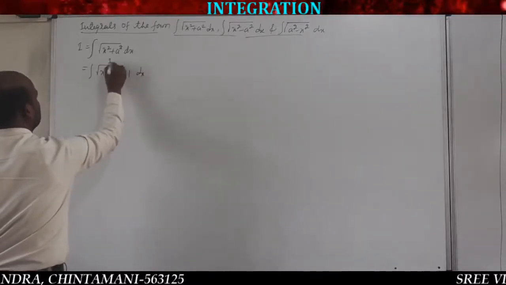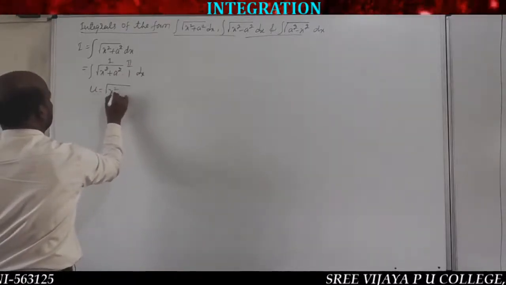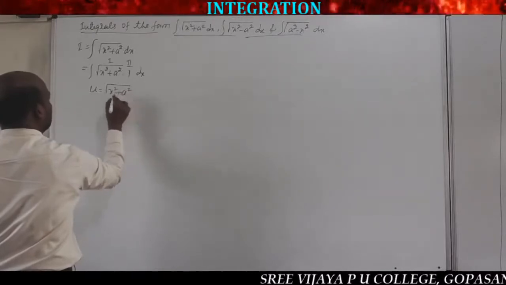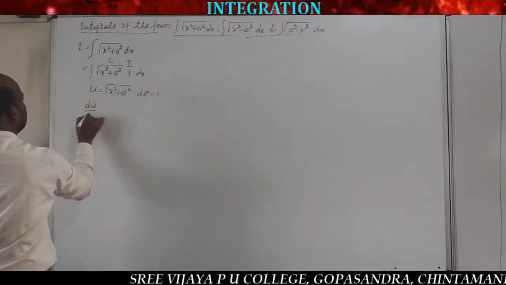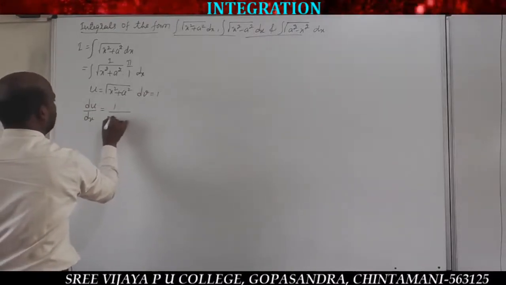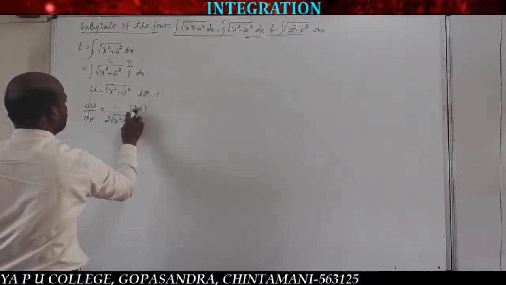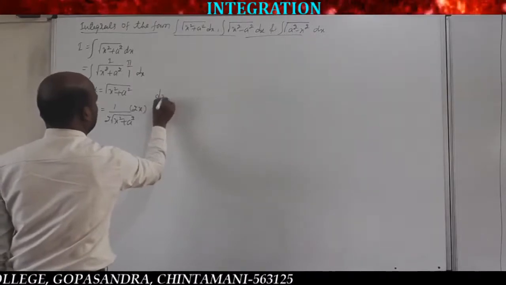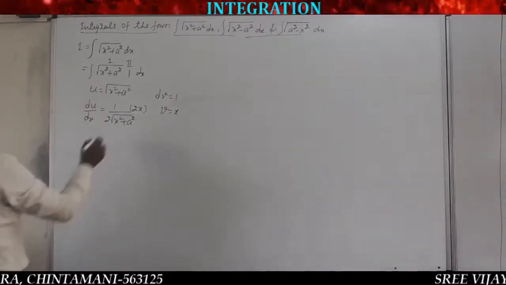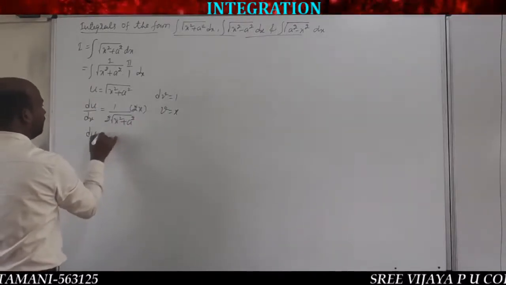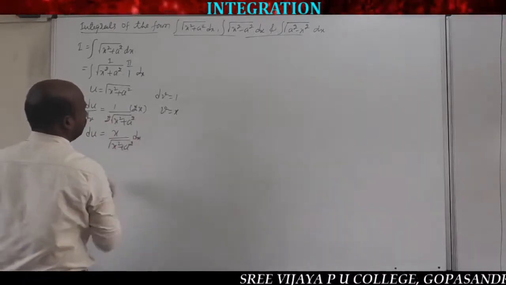So this is the first function and this is the second function. So u is equal to root of x square plus a square and dv is equal to 1. du by dx is 1 upon root of x square plus a square into differentiation of x square, that is 2x, and here dv is equal to 1, v is x, integration by parts. So here it will get cancelled. Value of du is x by root of x square plus a square into dx.